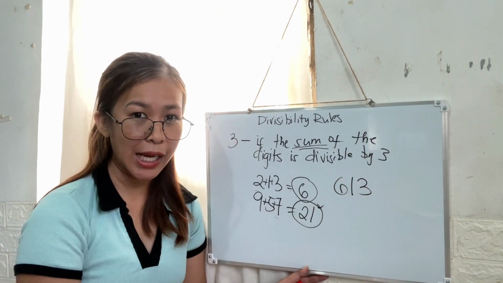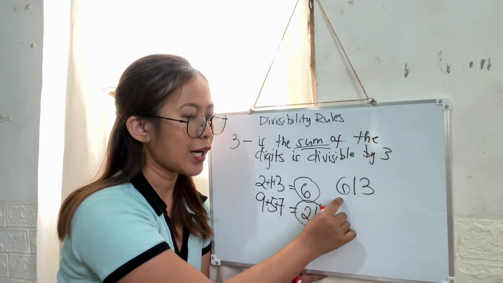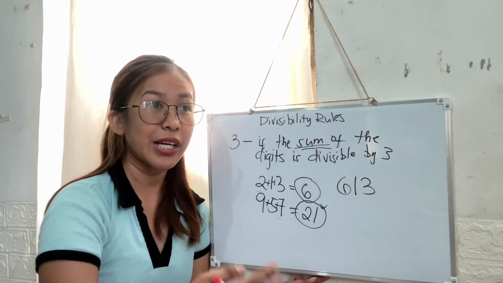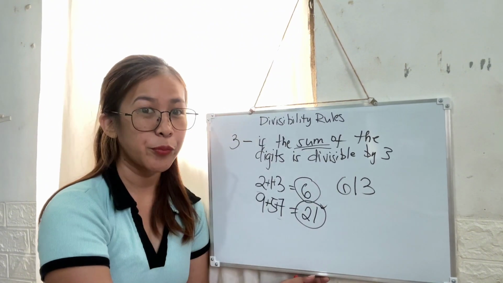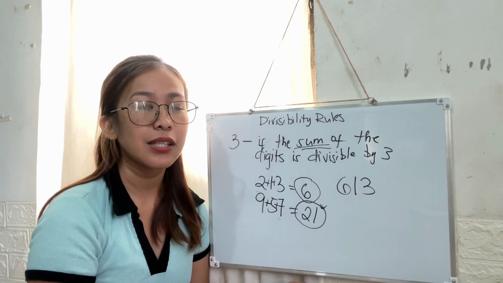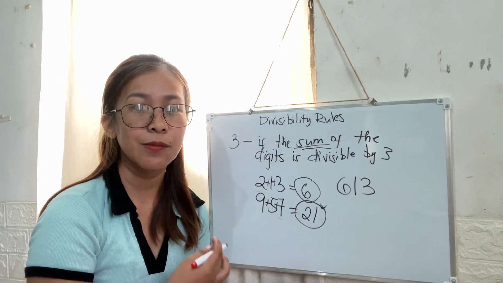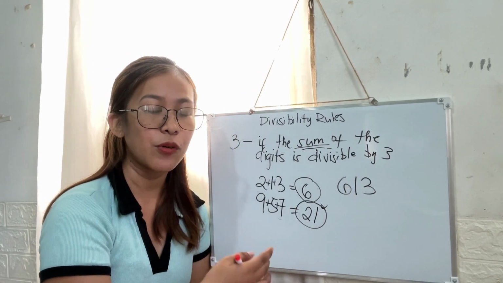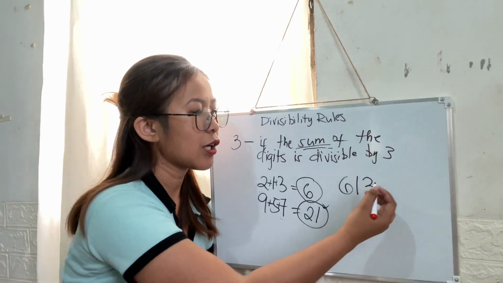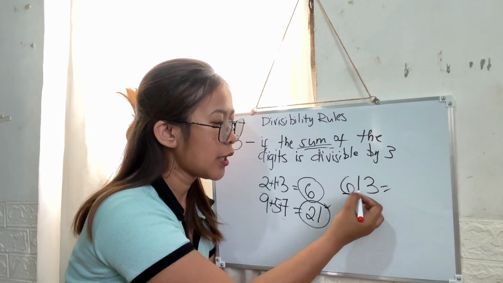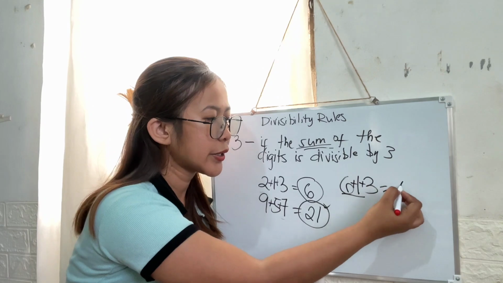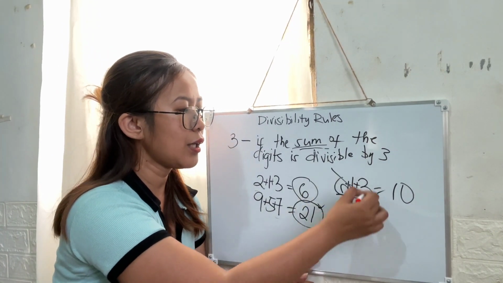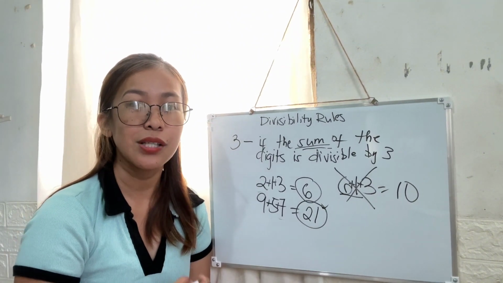613. So, let's see if this one is divisible by 3. Kung napapansin mo, baka sabihin mo yes because 3 yung dulo, or baka sabihin mo yes because there's 6 in here. But actually, that's not the way on how we can determine if it's divisible by 3. Again, just add all the digits to have the sum. So, let's see. 6 plus 1 is 7 plus 3 is 10. So, the sum is 10. Therefore, 613 is not divisible by 3.